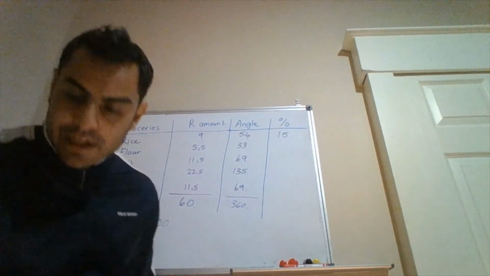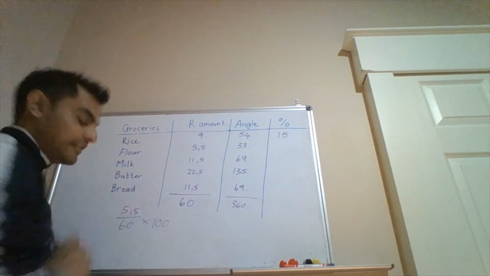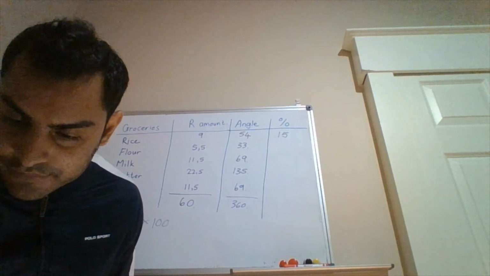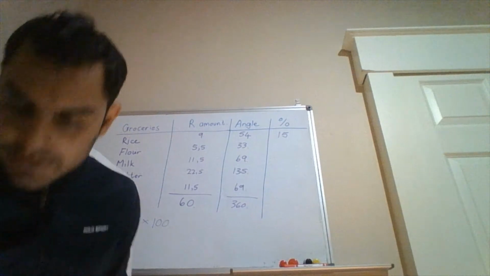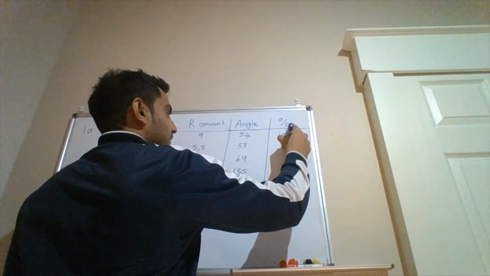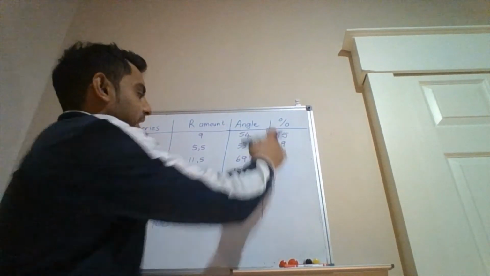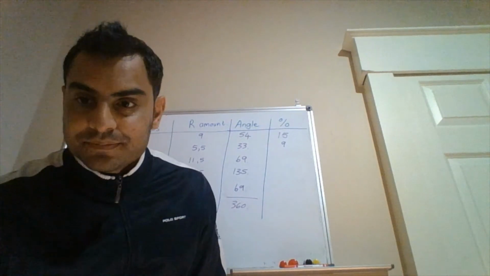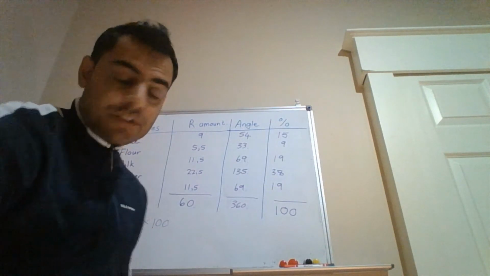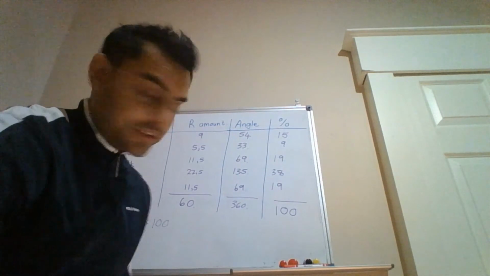Okay, then if we look at flour, we have 5.5 divided by 60 times 100. And I get 9.17. So I'm just going to round that to 9. And we can progress this way. I'll fill in the rest of the values. So I've rounded all of these percentages to the nearest unit, and if we add them all up, we should get a total of 100.